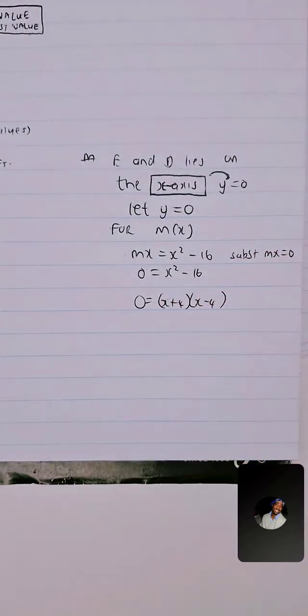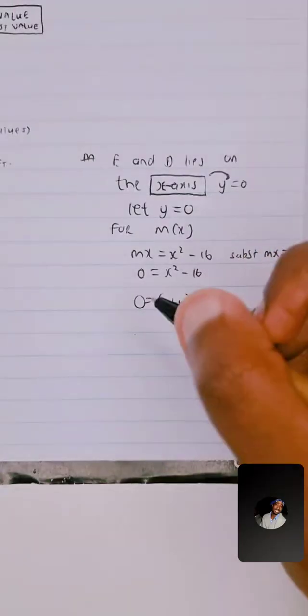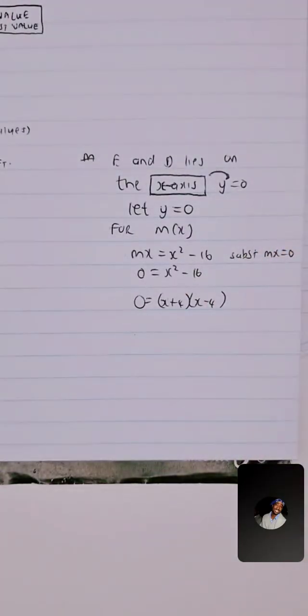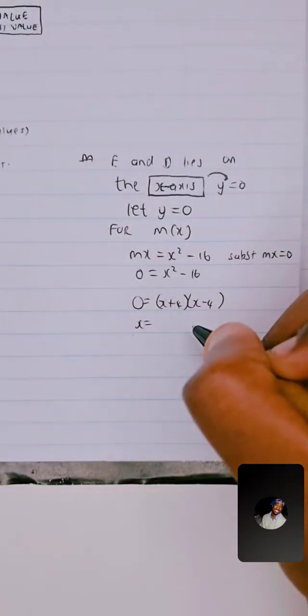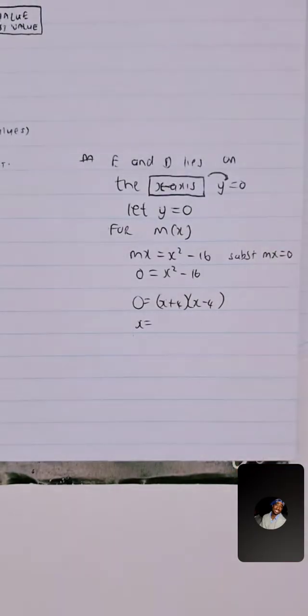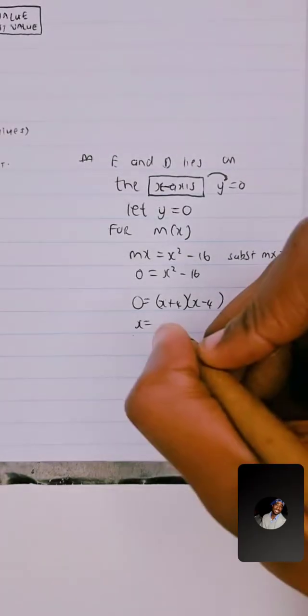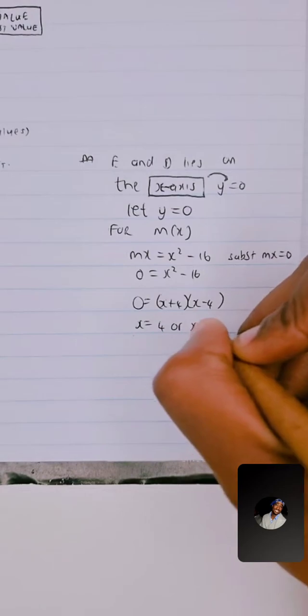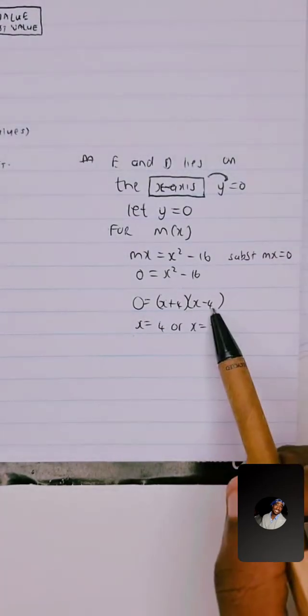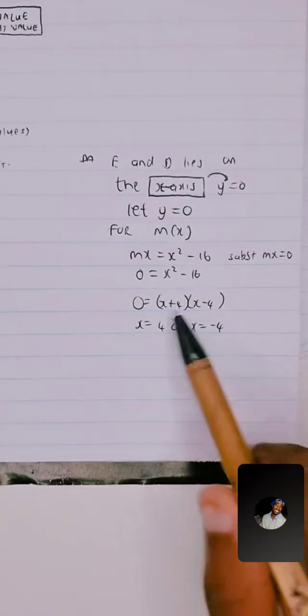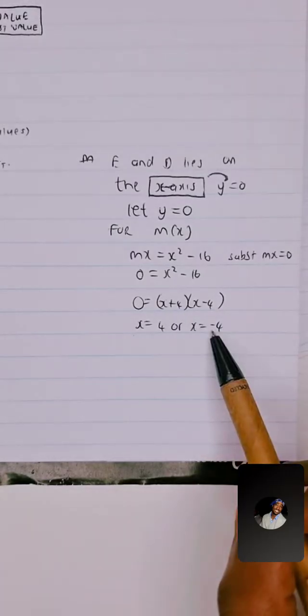After that, we say x is equal to positive 4 or x is equal to negative 4. For this bracket, we can say x is equal to 4. For this bracket, we can say x is equal to negative 4.